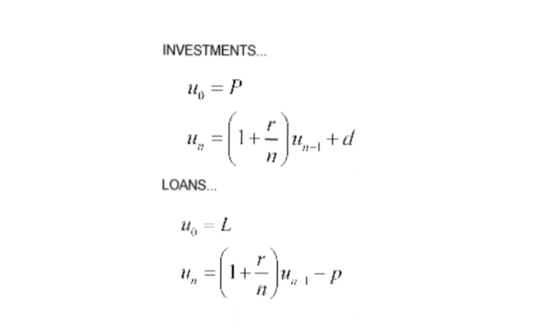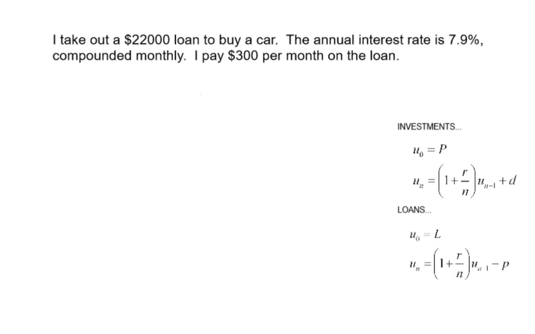Let's write a couple equations. I take out a $22,000 loan to buy a car. The annual interest rate is 7.9%, compounded monthly, and I pay $300 every month on the loan. So let's just highlight our information. 7.9 compounded monthly, and our payment is $300. So we can start writing the equation.